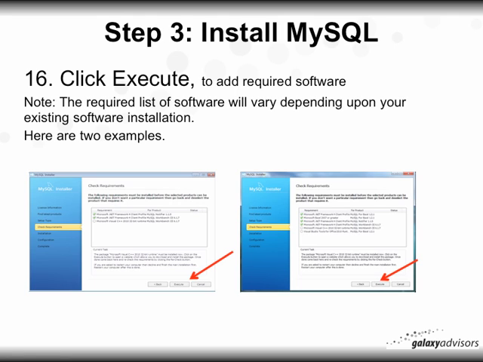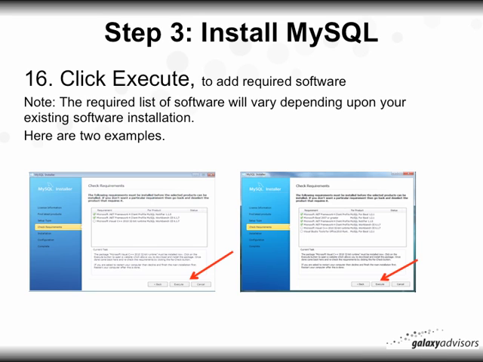In step 16, click execute, now to add the required software. Now the required list of software will vary depending upon your existing software installation. I've given you 2 examples here, where on some computers it says, well, we're just going to install these 3 items. Another one is a longer list, so it depends what's already pre-installed on your Windows machine. Just wanted to give you a heads up about that.